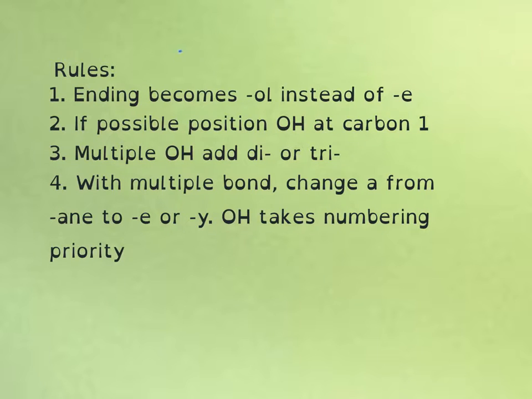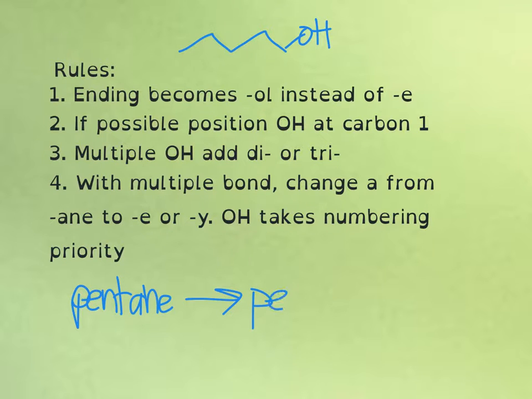For instance, we have that carbon chain 1, 2, 3, 4, 5, and then we have an OH attached. So this would be a pentane normally. I'm going to write it down here because I don't have enough room at the top. But the first rule says you're going to change the ending: you're going to take the E off and make it an OL. So it would become pentanol.